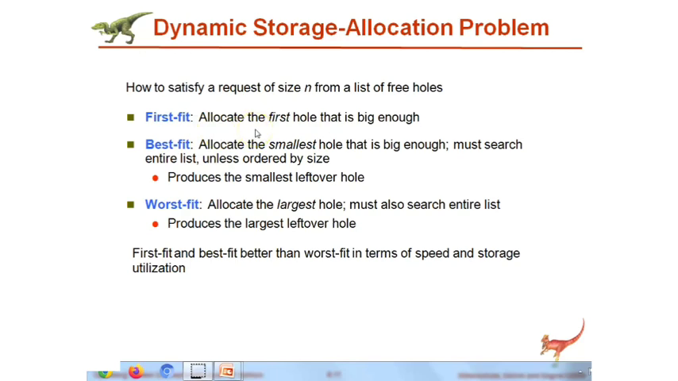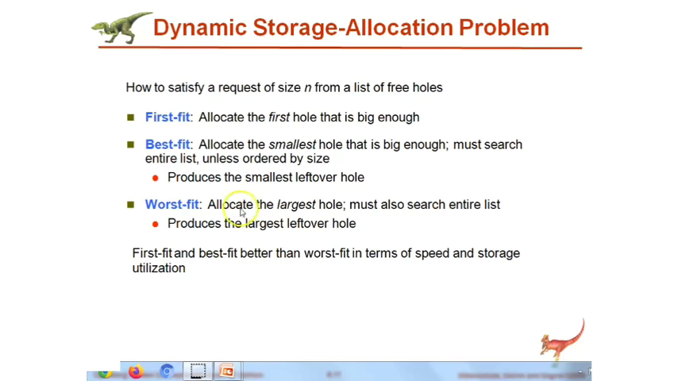Whatever free holes are available, it will go on scanning the holes and find the first hole that is sufficient to satisfy the present request. The next one is best fit. It allocates the smallest hole that is big enough. It scans all the available free holes and finds the smallest hole which satisfies the present request.